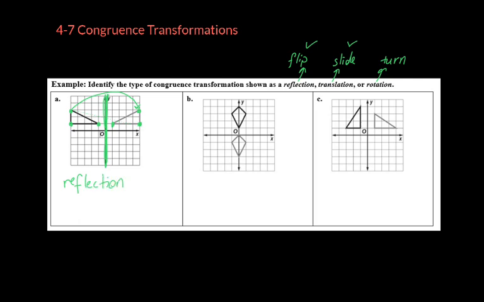Let's look at the second one here. We have a figure on the y-axis, and obviously it goes down to get to this second figure, its image. If we are going in any of these directions, right, left, up, or down, that means we are sliding the figure, so it should be a translation. So this one is going to be a translation.